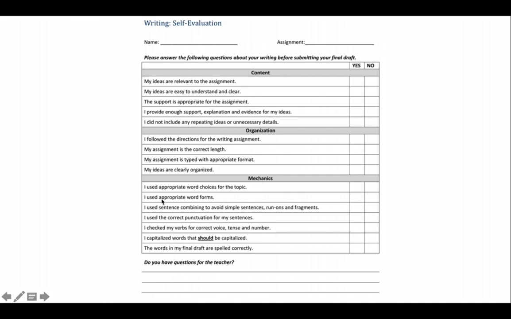Mechanics, jumping now. I use appropriate words. I use sentence combining to avoid simple sentences or run-ons and fragments. Do you understand? So these are things that they need to really have before they start writing. And then after they finish writing, they can use it to check that, oh yeah, I have all these aspects that are going to be graded.